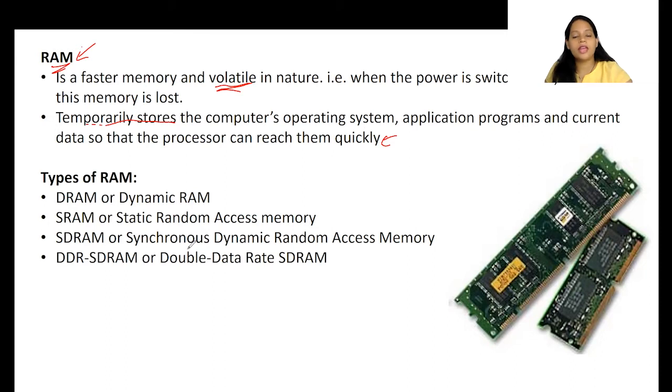Now there are various types of RAM. What are those? First one is DRAM or dynamic RAM. Now RAM means random access memory, that you should know. Then SRAM or static random access memory, SDRAM or synchronous dynamic random access memory, and DDR SDRAM or double data rate SDRAM. Okay, so these are basically the four types of RAM which are available. Let's see them one by one.